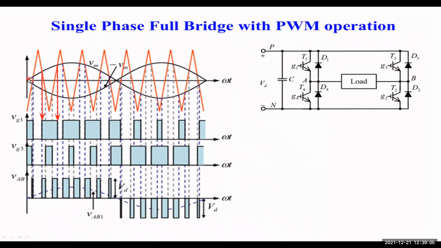In the same way here also, the reference signal goes from 0 to this. When the reference signal is greater than the carrier signal, then a gate pulse is generated like this. So here also the reference signal is greater than the carrier signal, then a gate pulse is generated. From here to here, the reference signal is greater than the carrier signal, then a gate pulse is generated. Same way here also, the reference signal is greater than the carrier signal, then a gate pulse is generated like this.